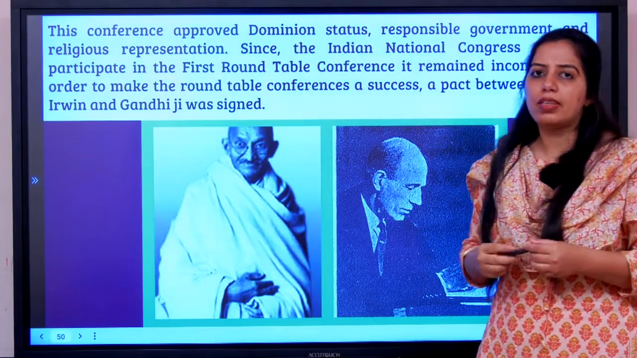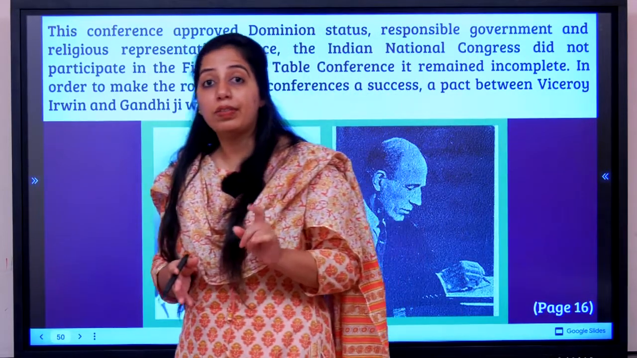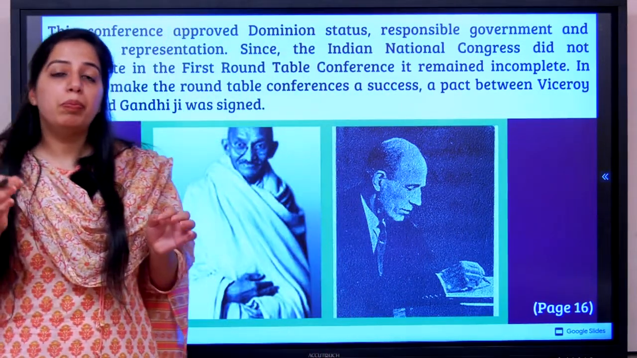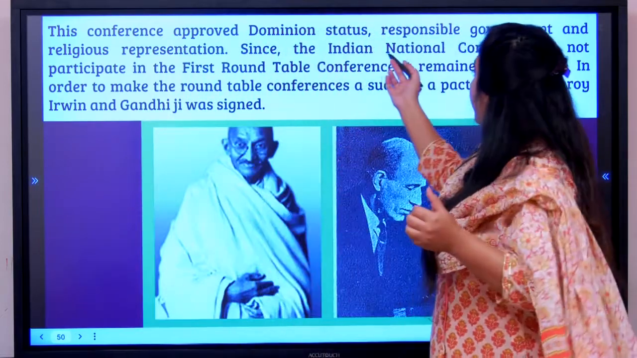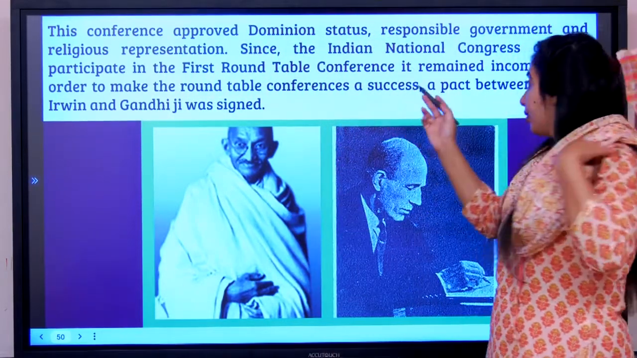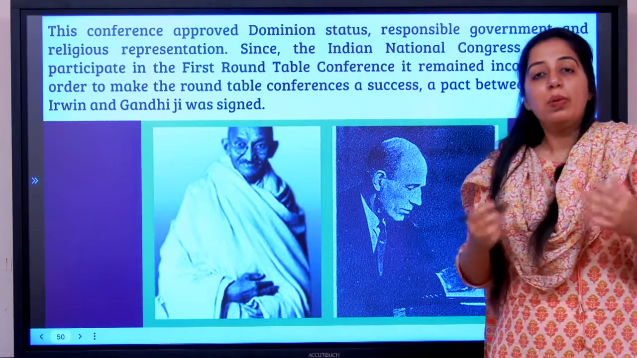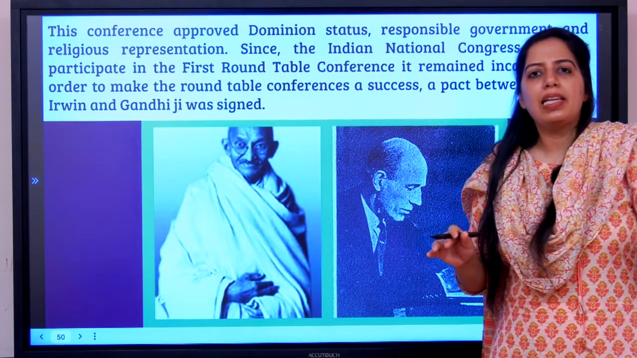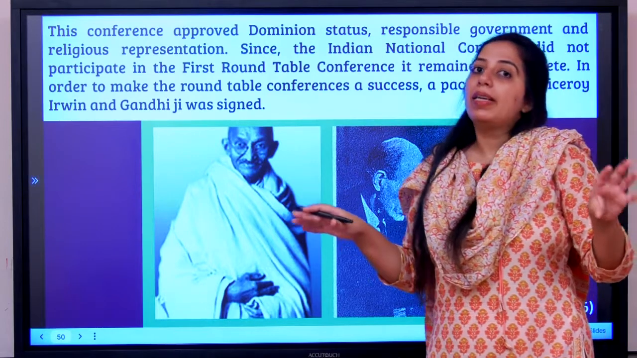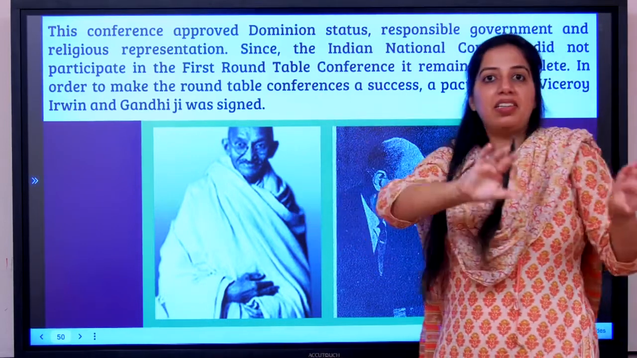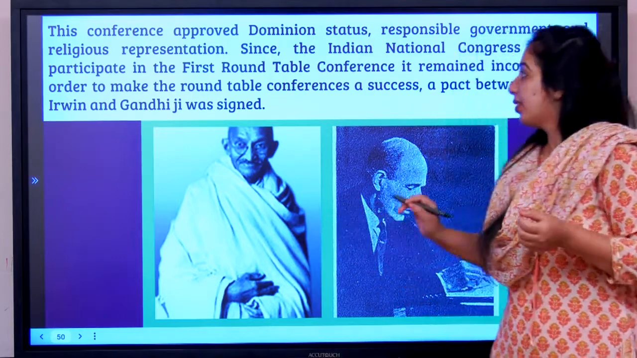The conference approved dominion status. But did we want dominion status, students? No. What did we want? We wanted Purna Swaraj. But what did they approve? They approved dominion status, responsible government and religious separation. We demanded that we don't want separate electorates, be it for Muslims, for Anglo-Indians, for Christians. But they said no, they will give religious representation where they will keep separate electorates.